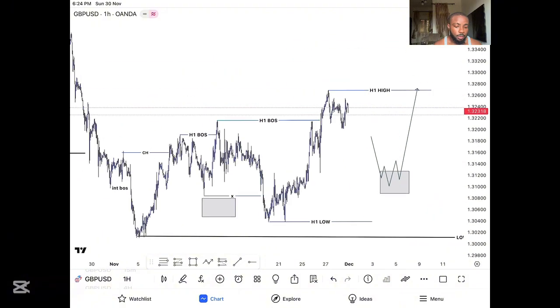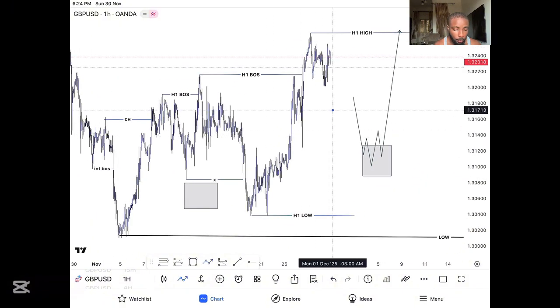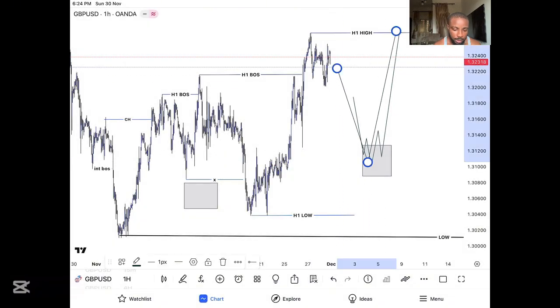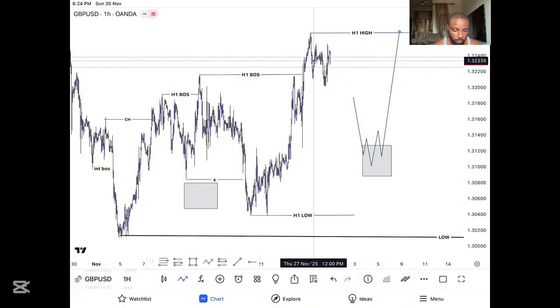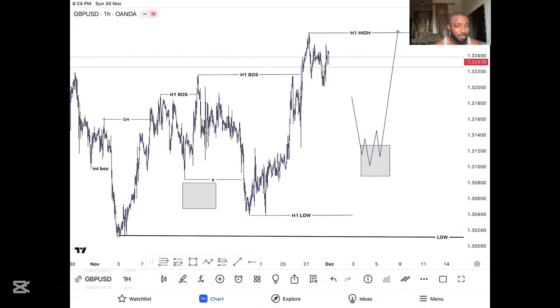So if you check my previous video, I said that I'm waiting for price to come down here on the 1 hour before moving up. But then at the same time, I was also looking for a sell from this area. Now you might be thinking, why am I selling from that area? What if price still goes up? The reason why I'm selling is that I'm not just selling blindly.